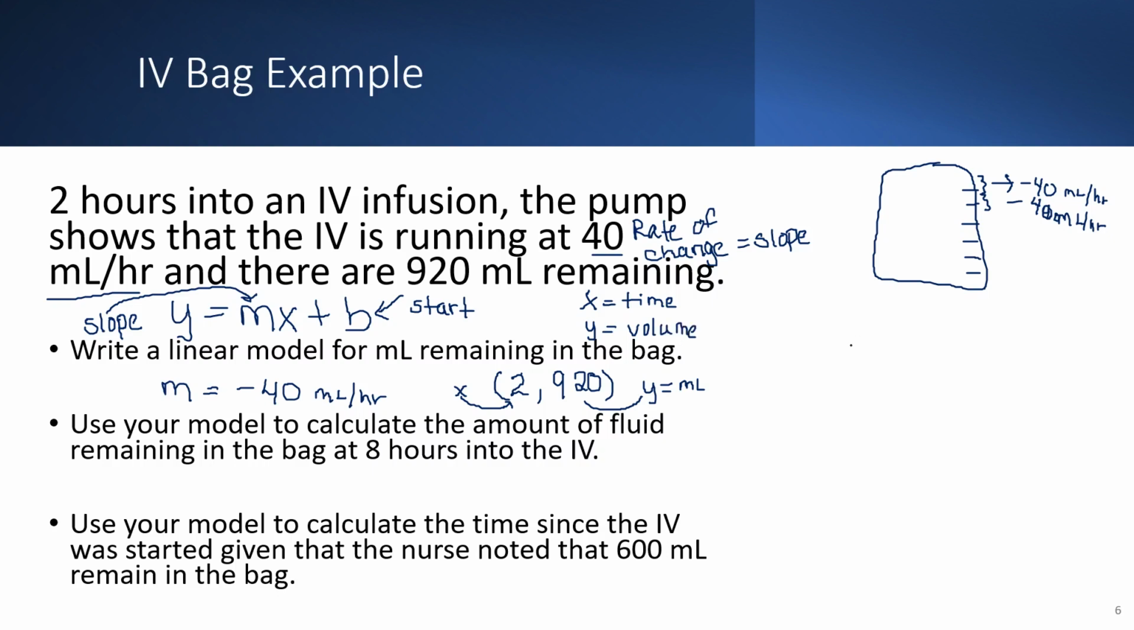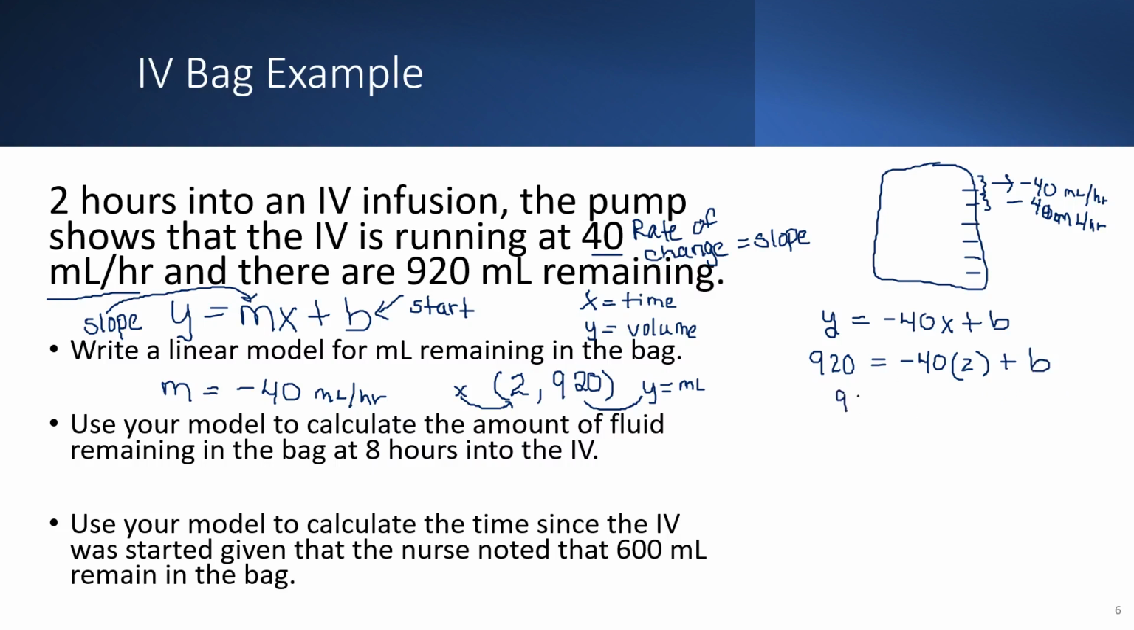All right, so let's get into the math. So I currently have y equals negative 40x plus b. And I have that because we identified that the rate of change is 40 and it is going down, so it's negative. Next, I'm plugging in my values. So I say y is the volume of 920. And so that's what my formula should equal. And that is the dependent variable. It depends on how long the IV was running. My x is 2. And then I do not know the b value.